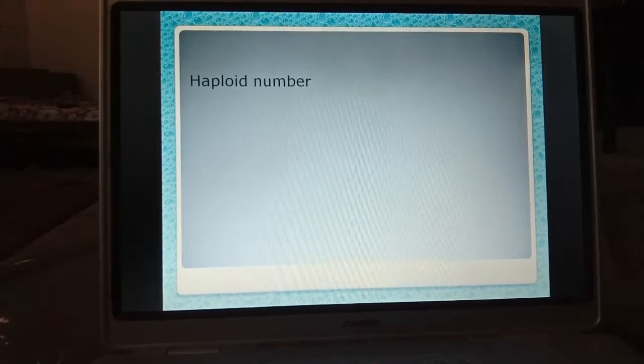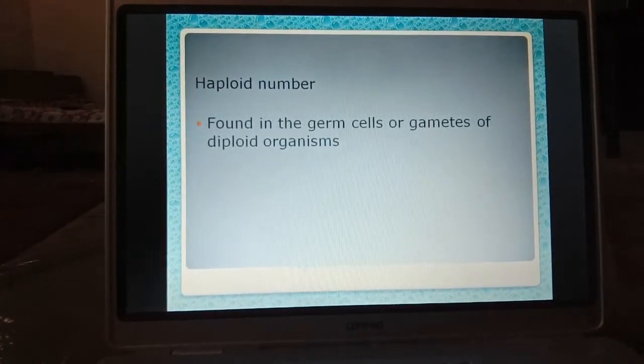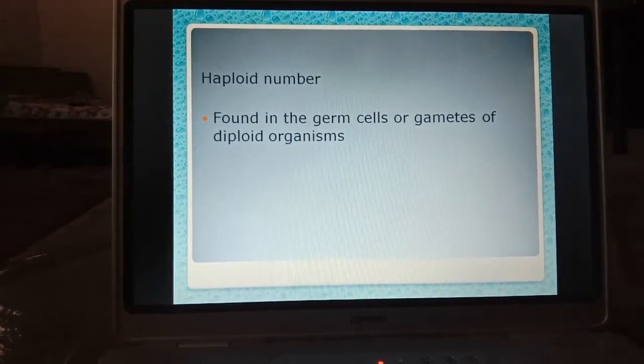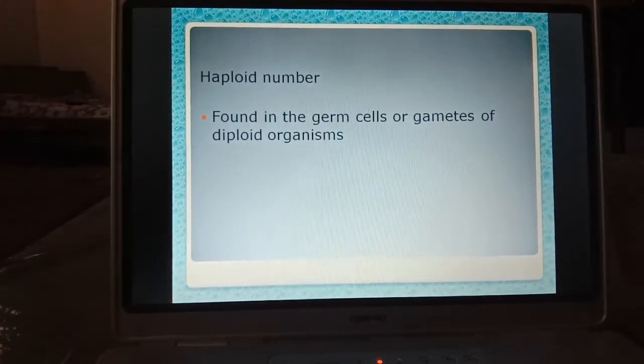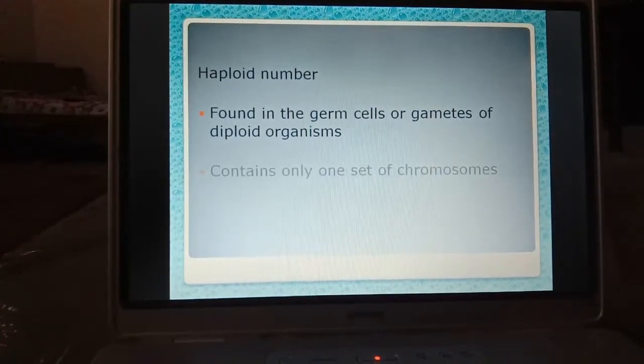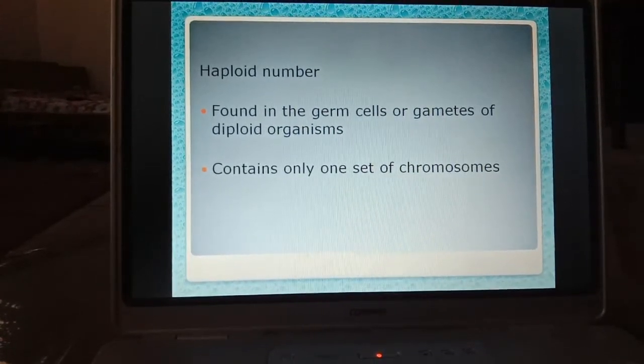Next is haploid number. These are found in the germ cells or gametes of diploid organisms. They contain only one set of chromosomes.